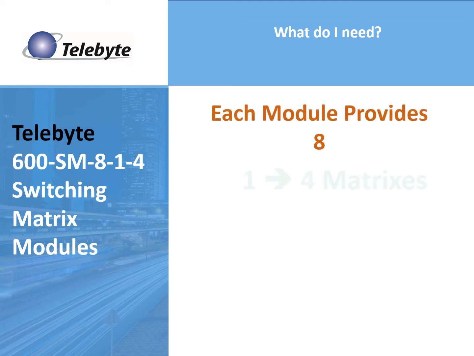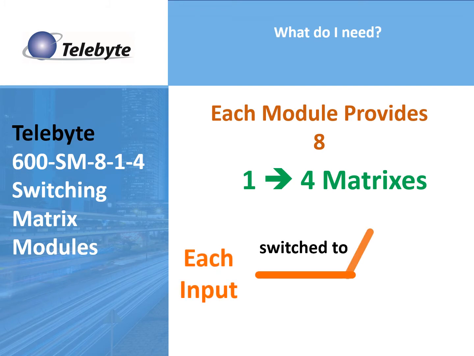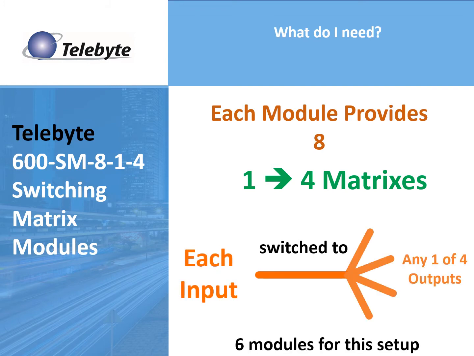We begin with the Telebyte 600 SM8 1x4 switching matrix modules. Each module provides 8 1x4 switching matrices. Each of the inputs is switched to any one of 4 outputs. This example requires 6 modules for the switching to 48 CPEs.